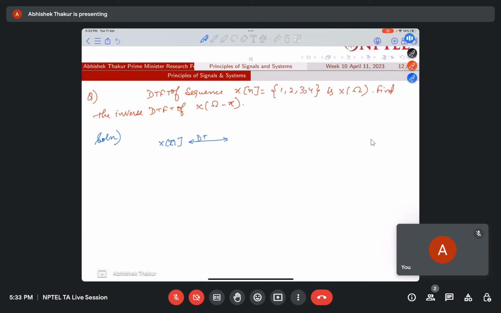let's suppose DTFT of x of n is given as X of omega. So e to the power of j omega into x of n will have DTFT of X of omega minus pi.